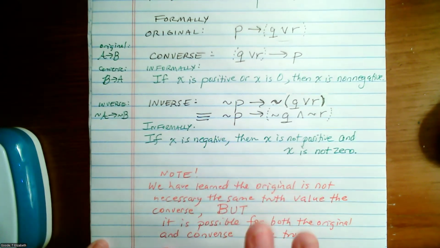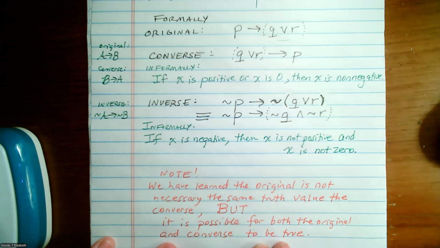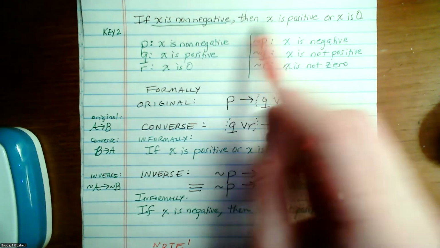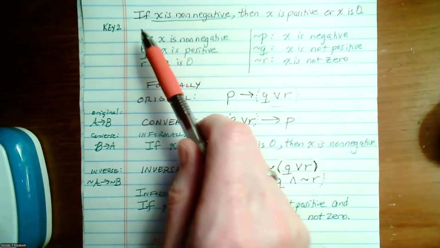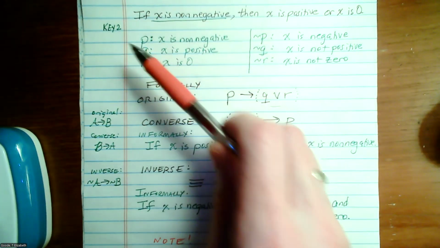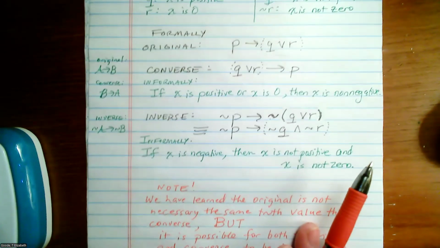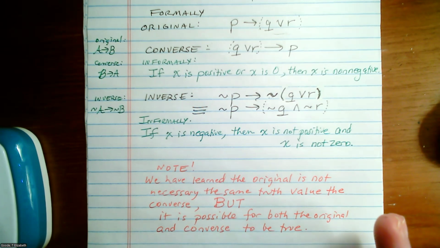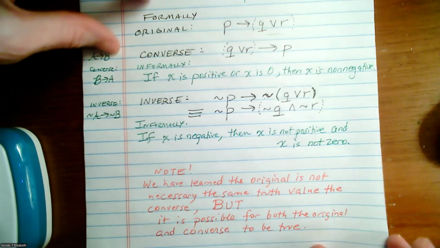The reason it works out that way in this example is because the original statement is the actual definition of what it means to be non-negative. And believe it or not, even though we write definitions as if-thens, they actually also go the other way. Wow, that's interesting. So this is a nice example where all four of the logical statements had the same truth value. Now, it doesn't make the converse logically equivalent to the original, but it is possible for them to be both true. Let's just think about that.